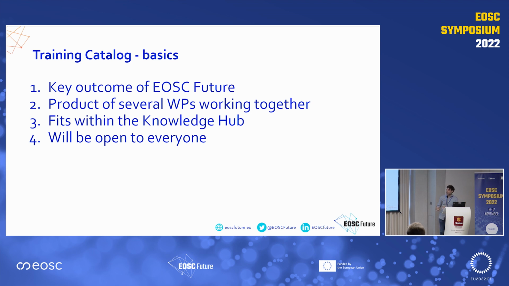And the training catalog is many work packages working together. So we have Work Package 9, but we have as well Work Package 4 that will be doing the onboarding of the content, and Work Package 5, that is the shop, let's say, the front end. So, as Venkat says, it fits in the Knowledge Hub and will be open for everybody. It's a public-facing thing. Anybody can go there.